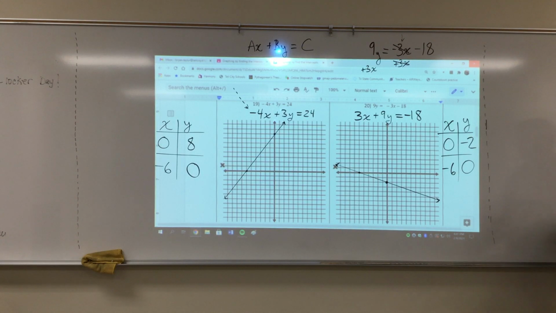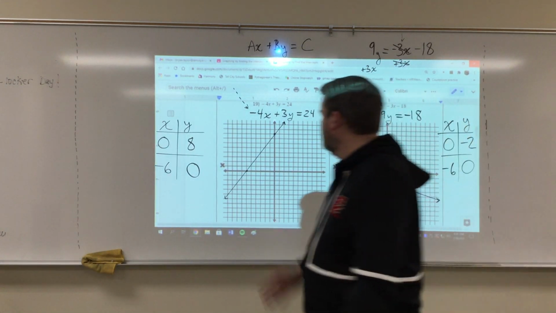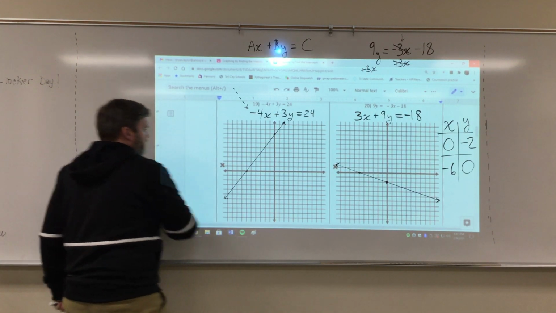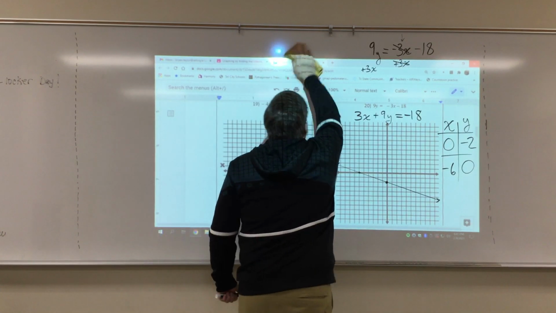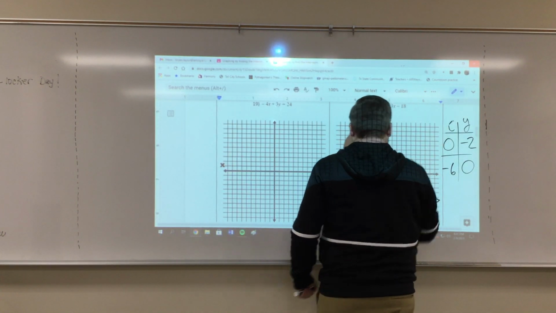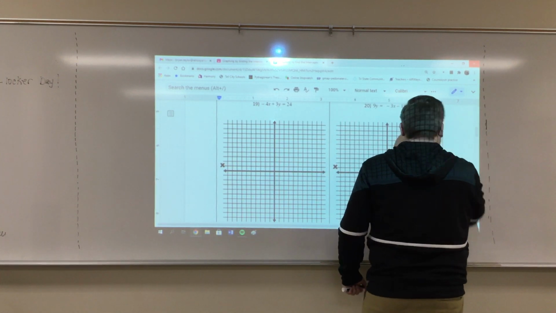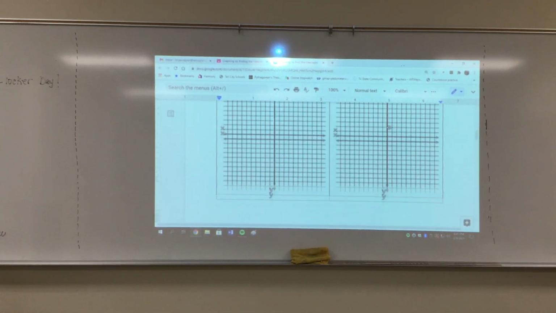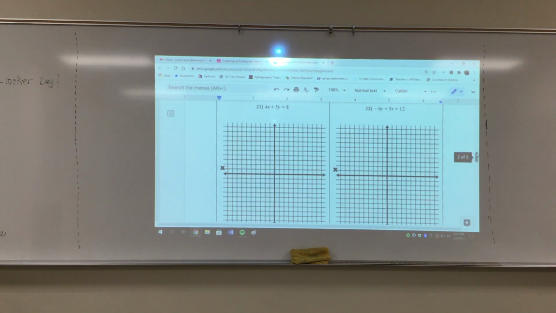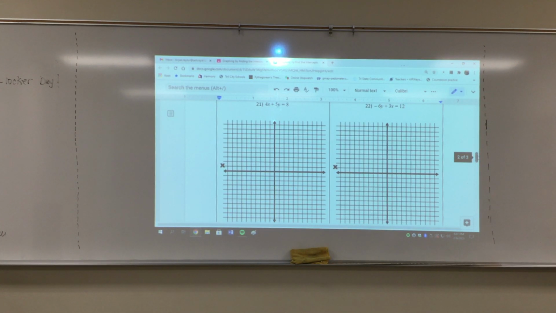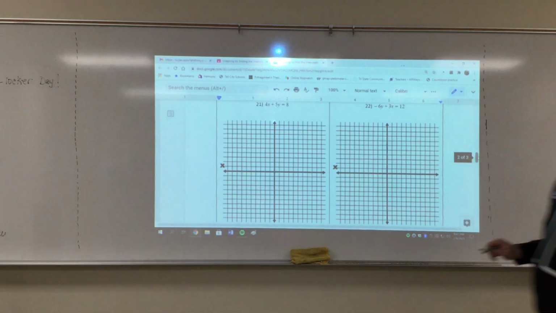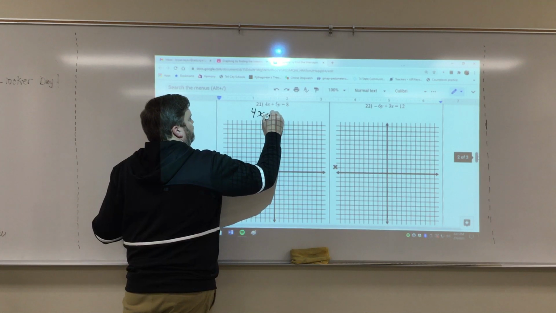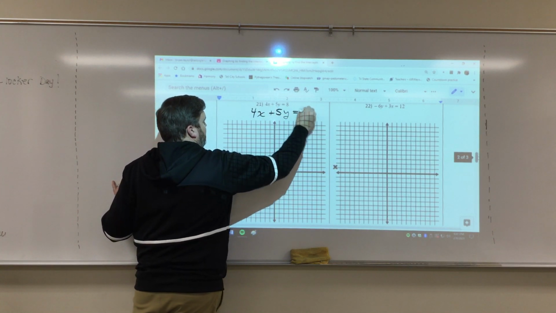Right, so that takes care of the third and fourth ones you were supposed to do for homework, which are number 19 and 20. So let's get these erased and move on to the second page. All right, we have 21 and 22 from last night. On 21, we have 4x plus 5y equals 8.